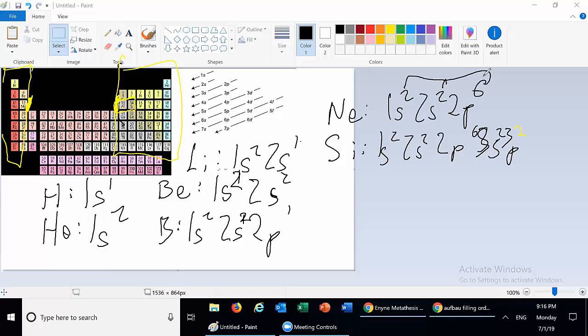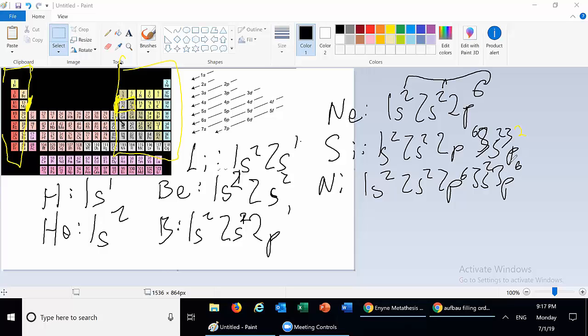Okay, let's just do a tricky example. I'll just walk you through this one because it's a bit more involved. So now let's do nickel. So 1s2, 2s2, 2p6, 3s2. And now we need to fill the 3p orbitals, right?